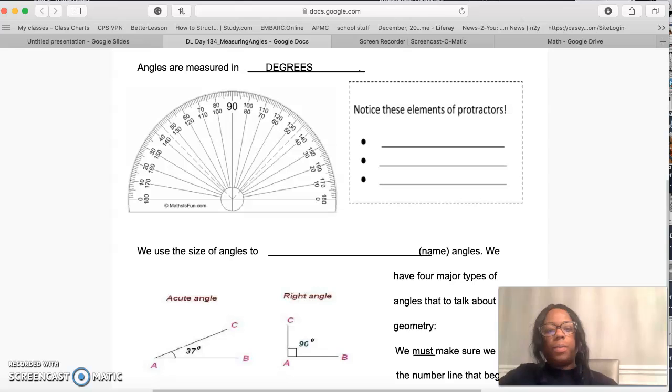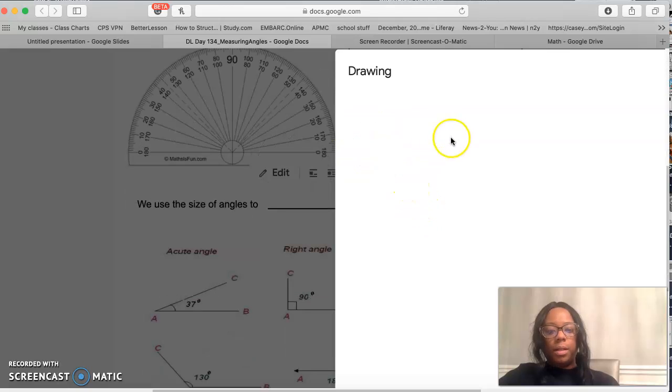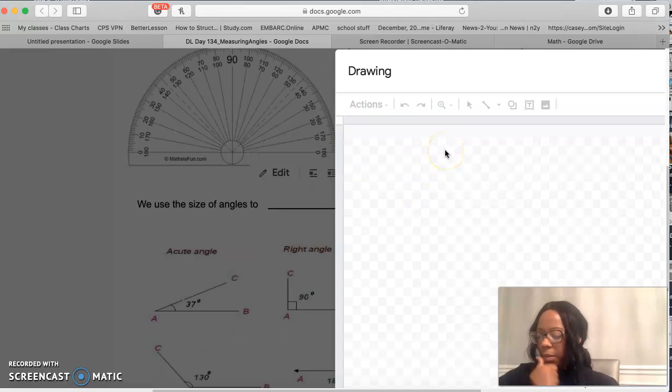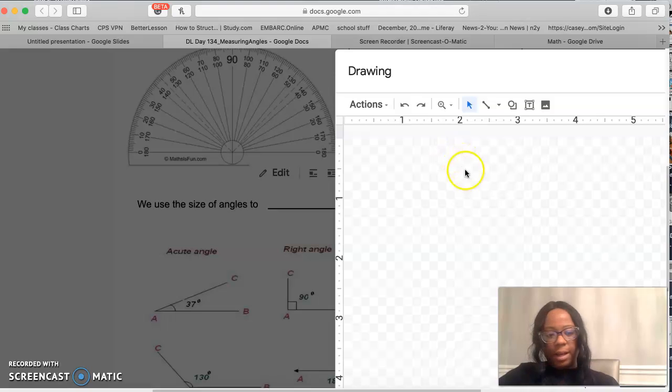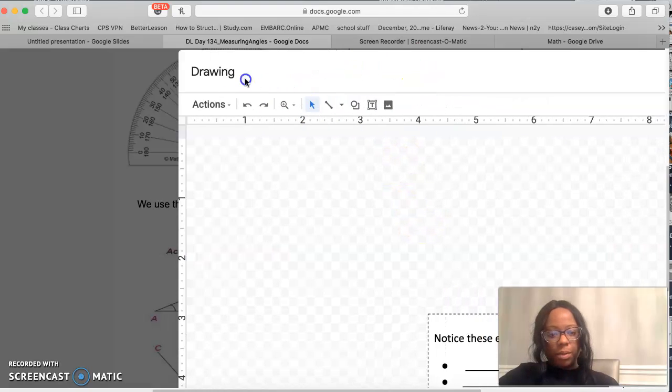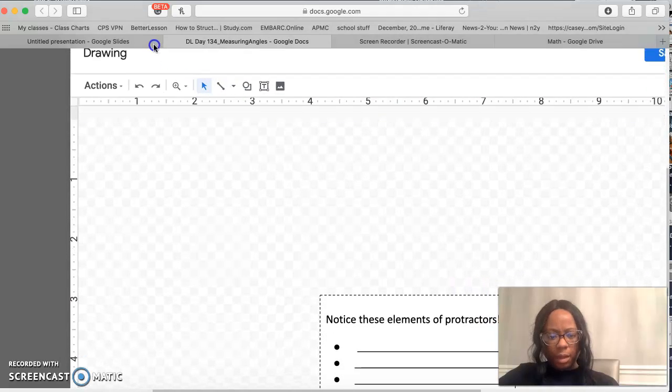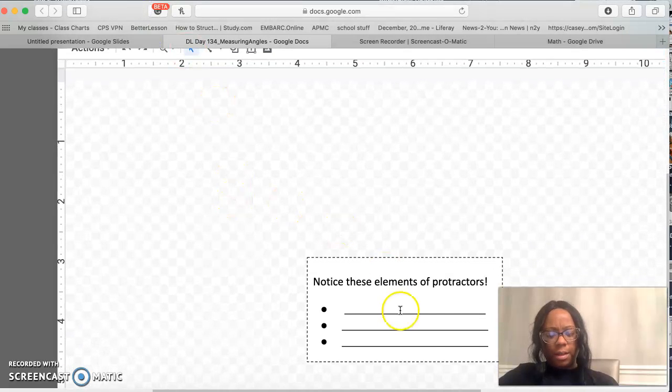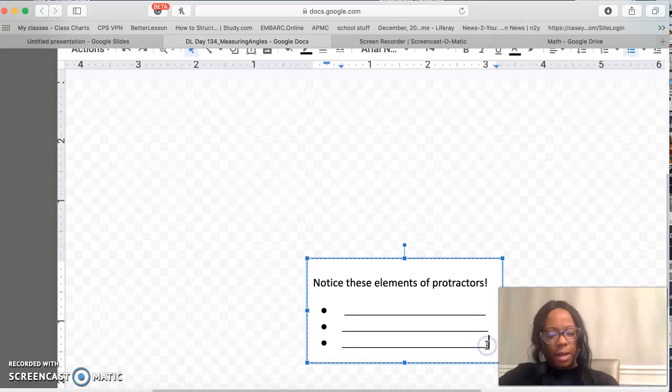All right, so we're going to look at the elements of a protractor. When we look at the elements of a protractor, we know that there are pieces, let me try to pull this into the frame, of a protractor that we have to identify and know in order to use the protractor correctly.